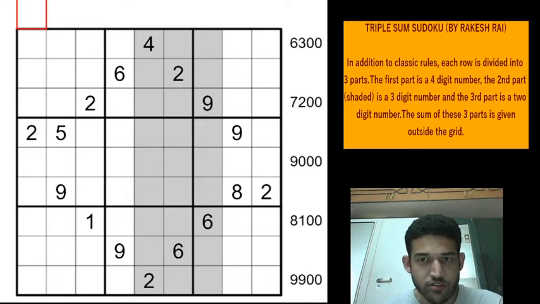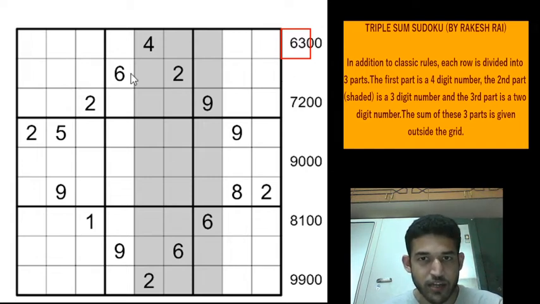Moving on to the rules of the Sudoku. In addition to standard classic rules, wherein you have 1 to 9 in each row, column and box, there are clues given outside the grid, as you can see here. These clues denote the sum of the first 4-digit number, which is found by the first 4 cells, the next 3-digit number found by the next 3 cells, and the next 2-digit number found by the next 2 cells.